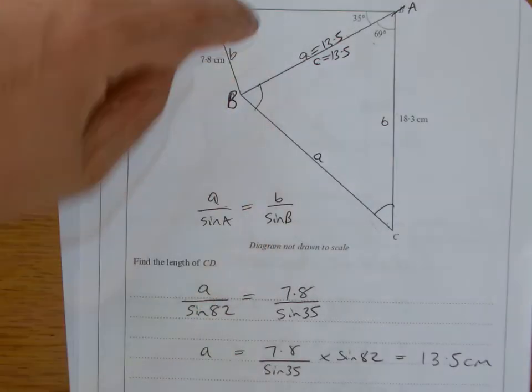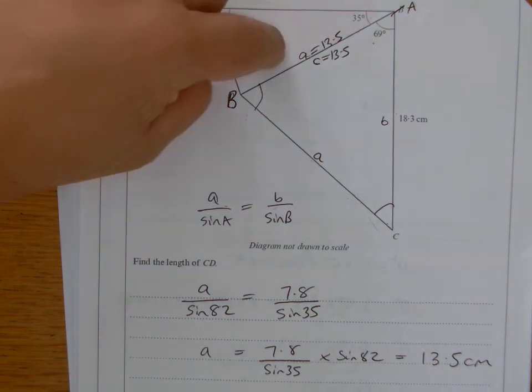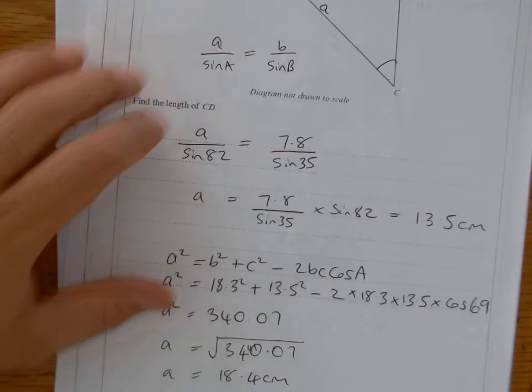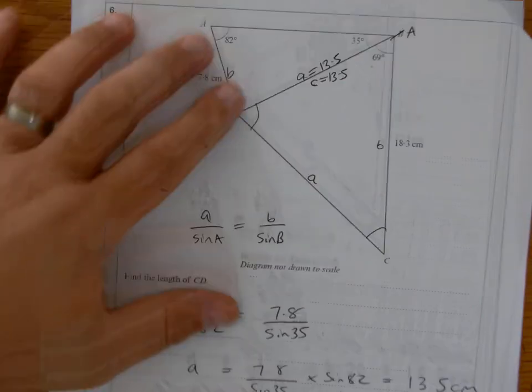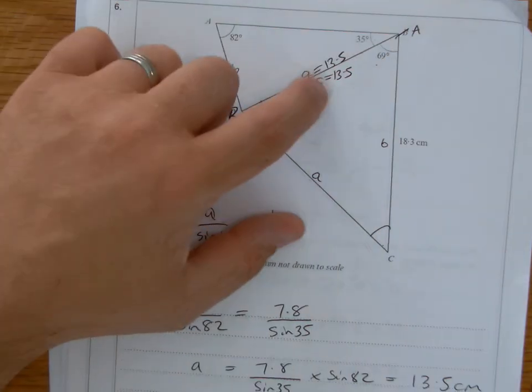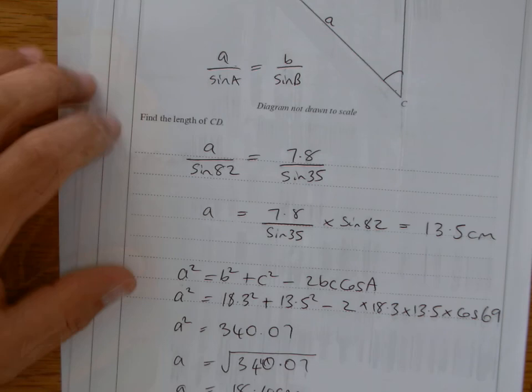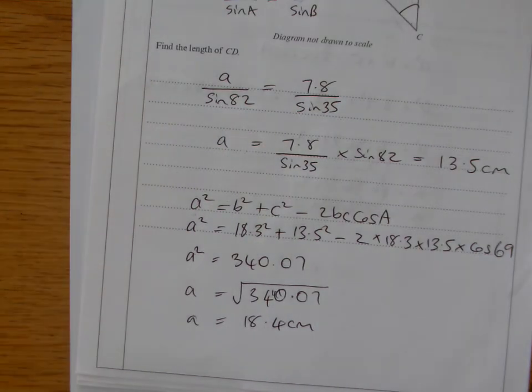But the key was working out something on the first triangle to link it to the second triangle. Okay, so you've got your 13.5 there, which will help us then for that second triangle using the cosine rule, and the answer comes out.